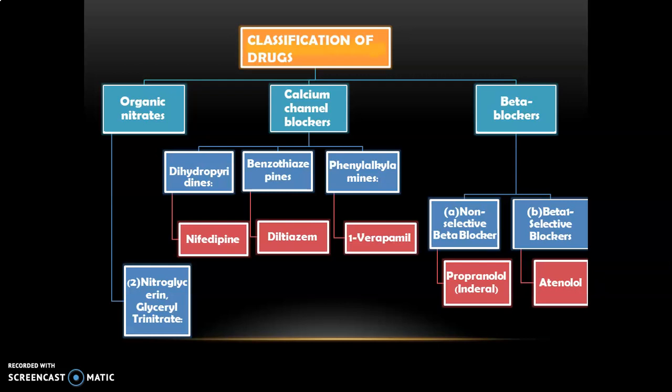Organic nitrates mainly include nitroglycerin, trinitrate tablets, and glyceryl trinitrate tablets. The calcium channel blockers are further classified as dihydropyridines, for example nifedipine; benzothiazepines, for example diltiazem; and phenylalkylamines, that is verapamil. Beta blockers are further classified into two types: non-selective beta blockers, for example propranolol, and beta selective blockers, for example atenolol.